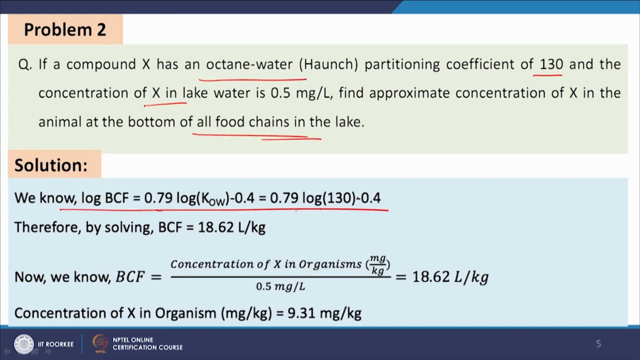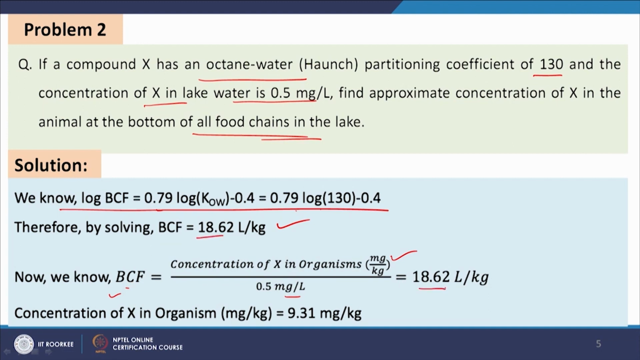So, this is our bioconcentration factor. In this case we are getting 18.62 liter per kg. By this formula we are getting a bioconcentration factor of 18.62 liter per kg, and by the definition of bioconcentration factor, it is the concentration of X in organisms in mg per kg divided by the concentration of the pollutant in the lake water, that is 0.5 mg per liter. This is equal to the BCF, and the BCF value we are getting is 18.62.